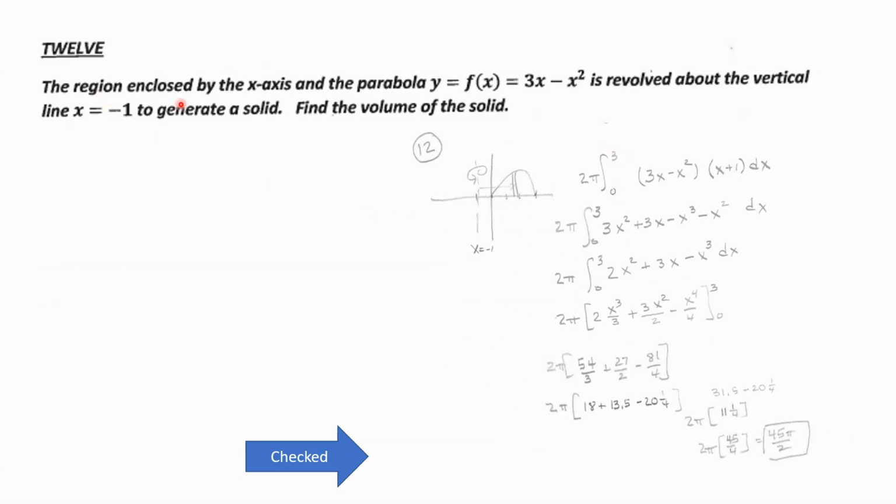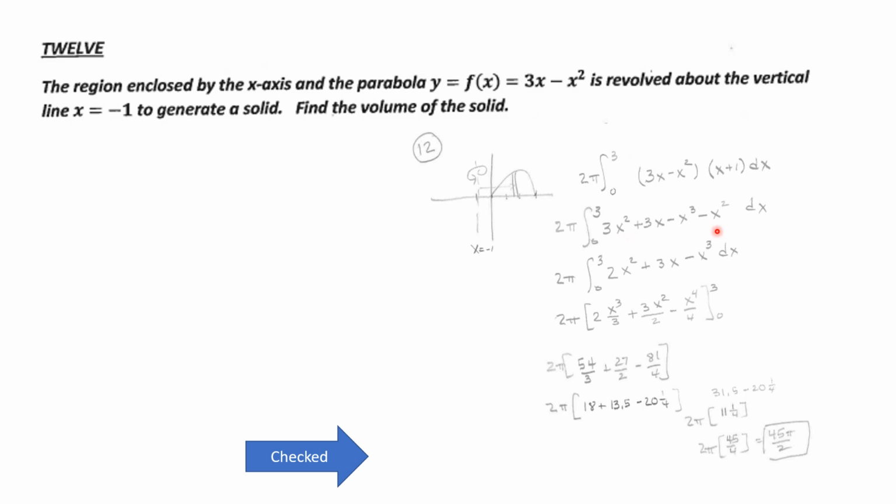Here you're supposed to find, let's see, the problem says the region enclosed by the x-axis and this parabola is being revolved around the vertical axis x equals minus 1, which is over here, to generate a solid. You want to find the volume of the solid. The easiest way to do this is to use the shell method. So this is 2 pi. r is going to be x plus 1, and h is going to be 3x minus x squared. And so we integrate that from 0 to 3.